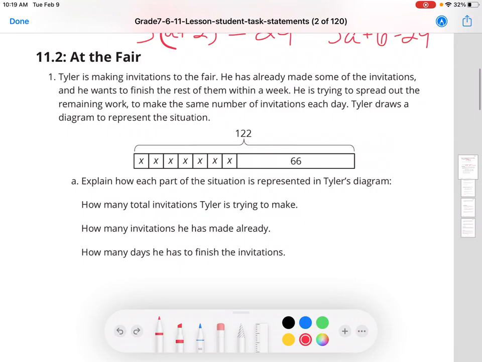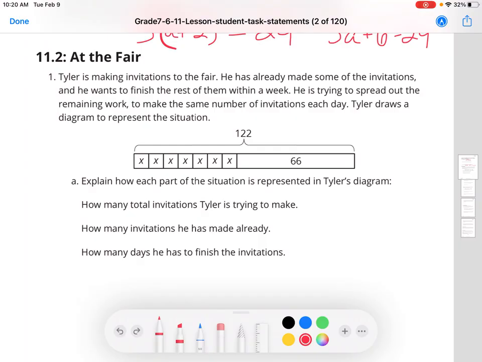On 11.2, Tyler is making invitations to the fair. He has already made some of the invitations, and he wants to finish the rest of them within a week. He is trying to spread out the remaining work to make the same number of invitations each day. Tyler draws a diagram to represent the situation. A, explain how each part of the situation is represented in Tyler's diagram.